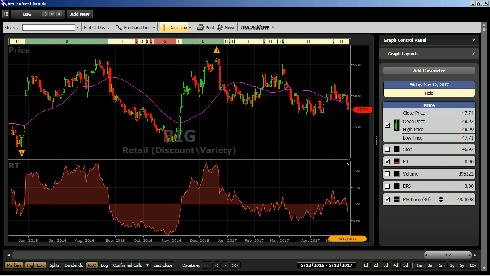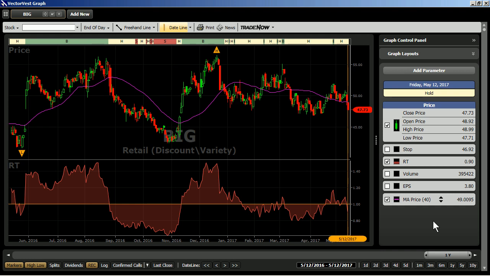Price is crossing below the 40-day moving average. The stock has been mostly a hold now for the last 5 months or so. It's got a buy or 2 sprinkled in there, but it's been mostly a hold rating. Price has crossed below the 40-day moving average, and RT has just crossed below 1. Now, this is an opportunity, folks, to, in this case, maybe cut your losses, I think.